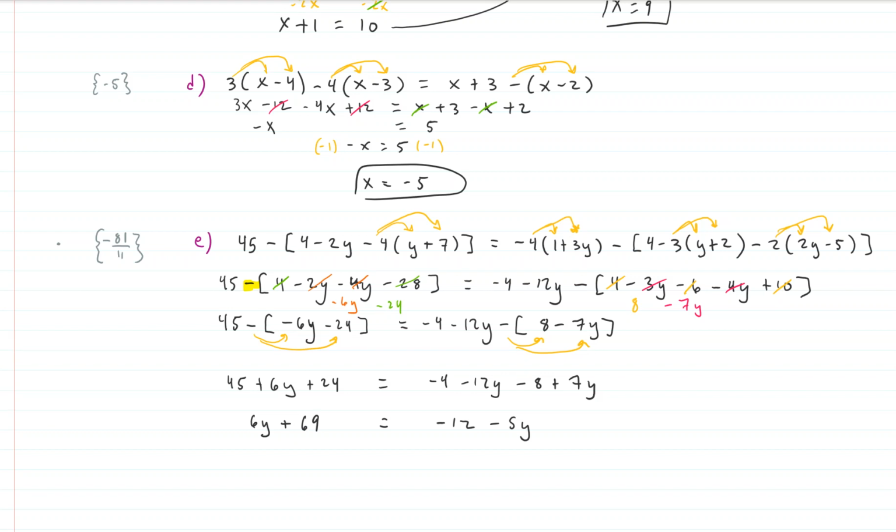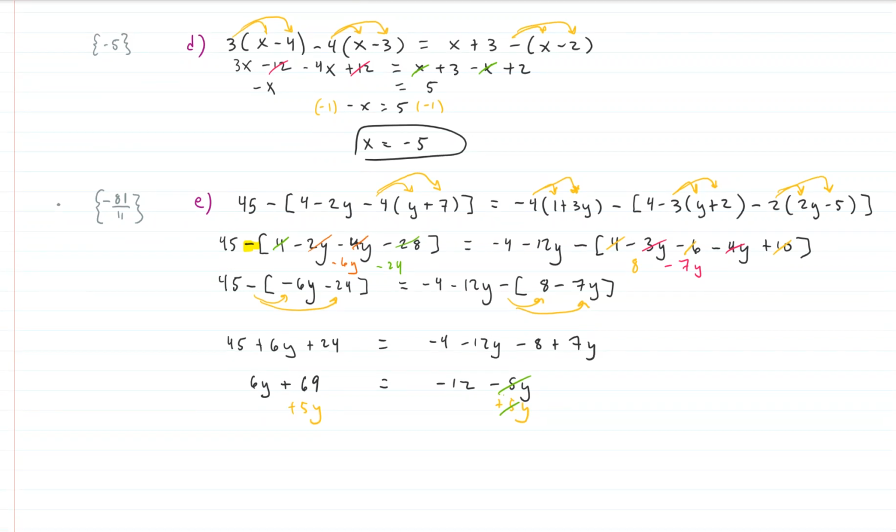All right, let's get all of the y's on one side. So let's take the 5y on the right, take it to the left. So I add 5y to both sides, and that gives me 11y plus 69 equals negative 12.